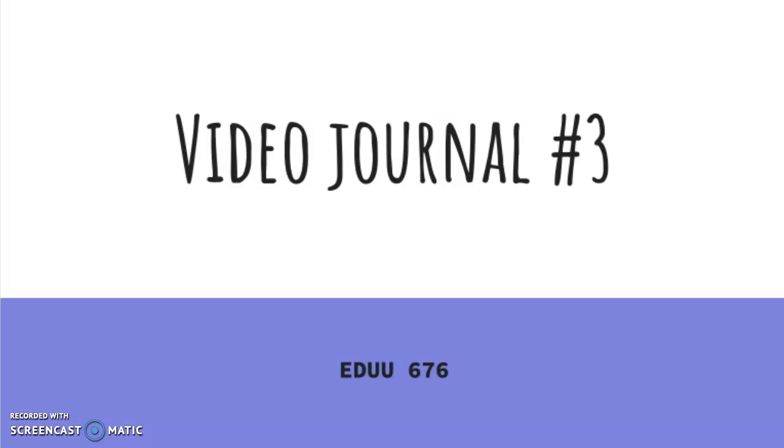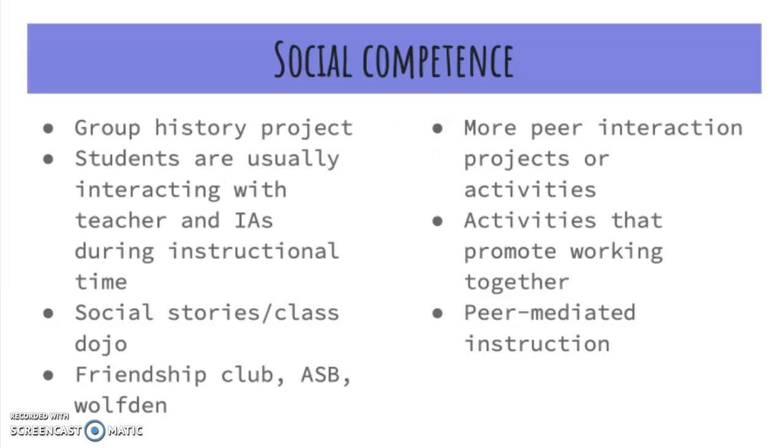Today I will be discussing several components of the Autism Program Environment Rating Scale self-assessment. The first component I'm going to be talking about is social competence.